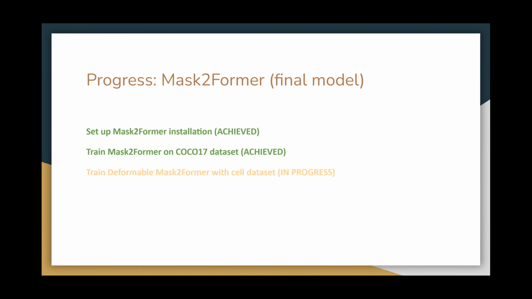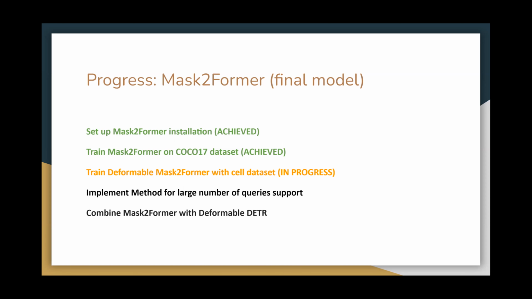And then with Mask2Former, we installed it, we trained it on the COCO dataset, and we're training it right now with our cell dataset. We're adapting it because the type of data is different. So there's a lot of adaptation in the code, and that's what we're working on right now. Then we want to implement that method for supporting a large number of queries. And finally, we want to combine those two methods together, as Jacob explained.